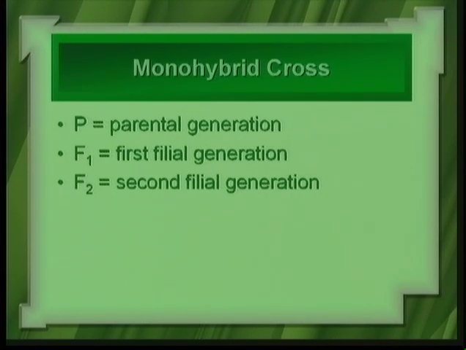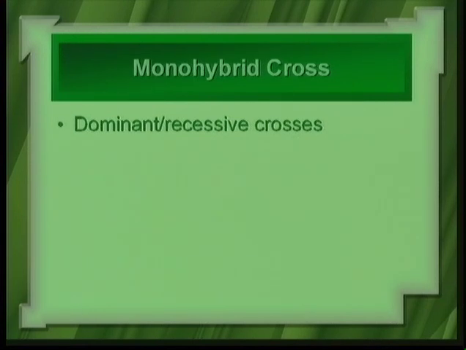The F2 is also known as the second filial generation. That's when you take two F1 monohybrid plants and you cross them either to each other or you self one of the plants. And what you get in the F2, that's what you'll get. We'll get into that in just a second. Another thing about Mendel's hybrids is that generally, when you made a cross, you had one trait expressed, one trait not expressed. So that's what we call dominant recessive crosses.